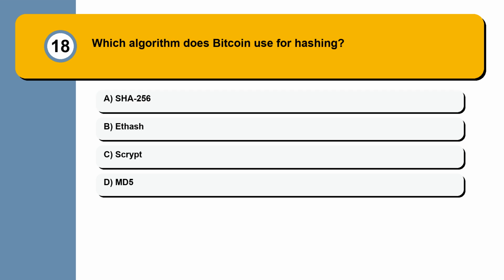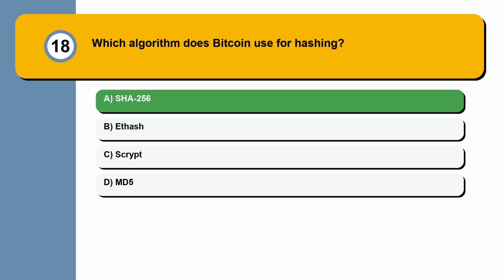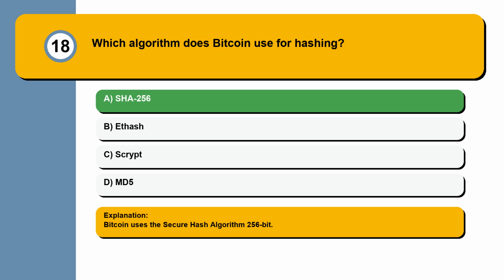Question 18. Which algorithm does Bitcoin use for hashing? SHA-256, Ethash, SCRYPT, MD5. Bitcoin uses the secure hash algorithm 256-bit.